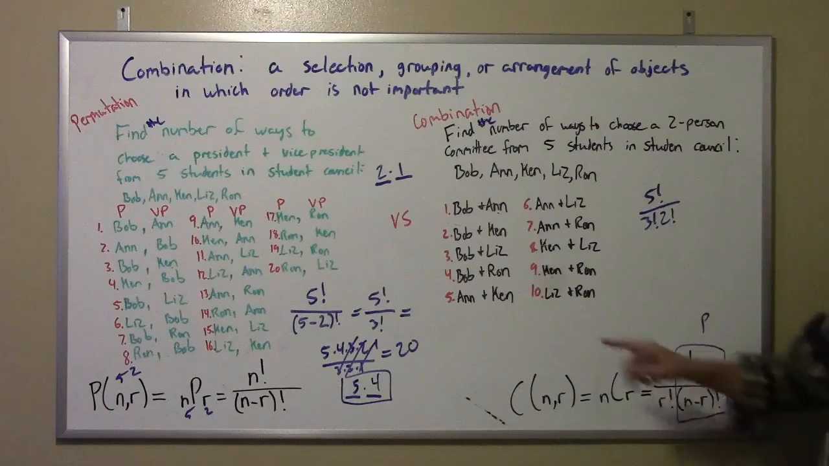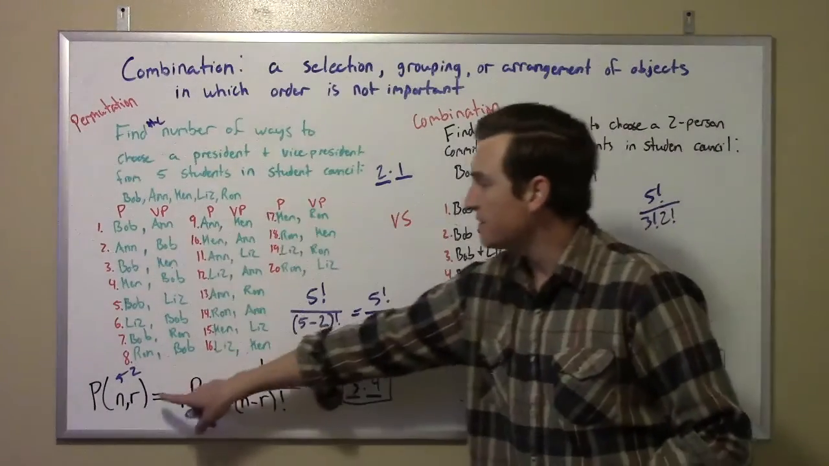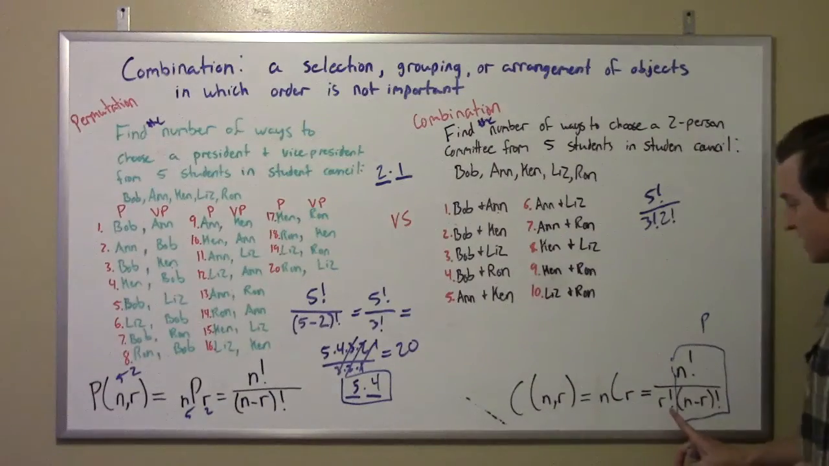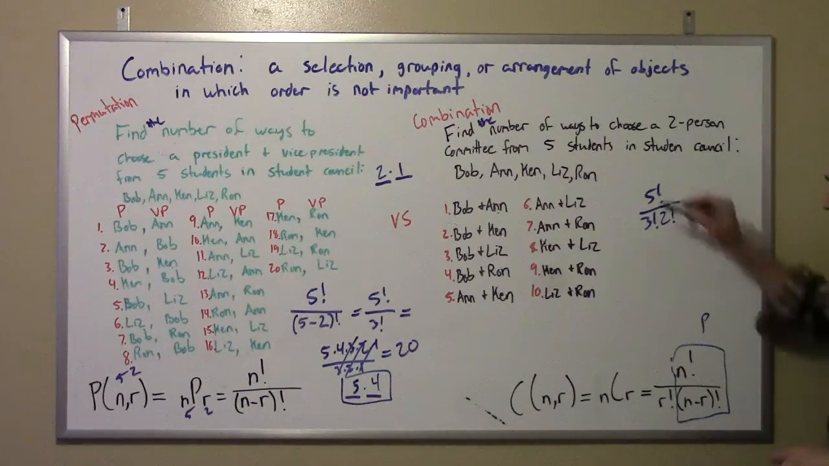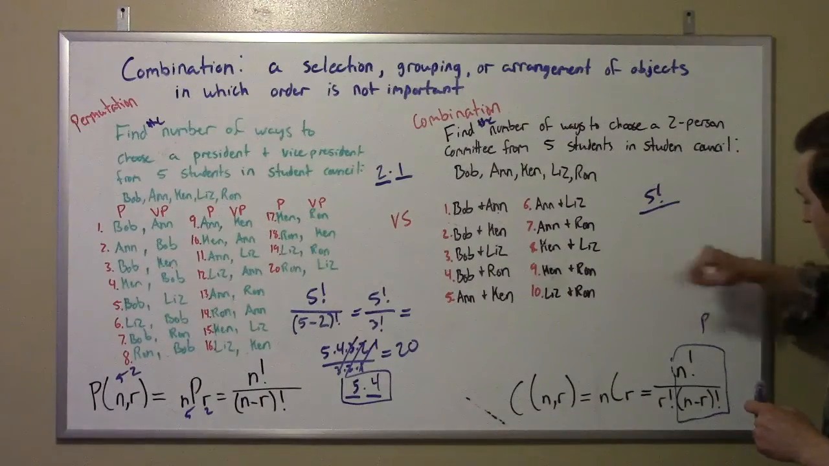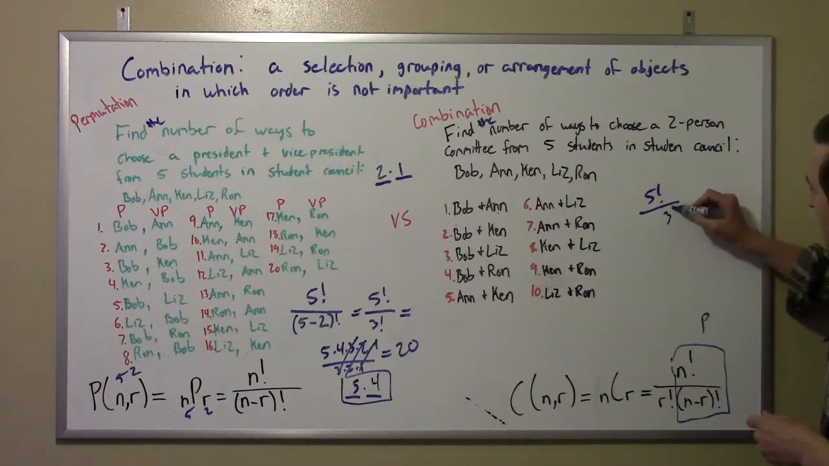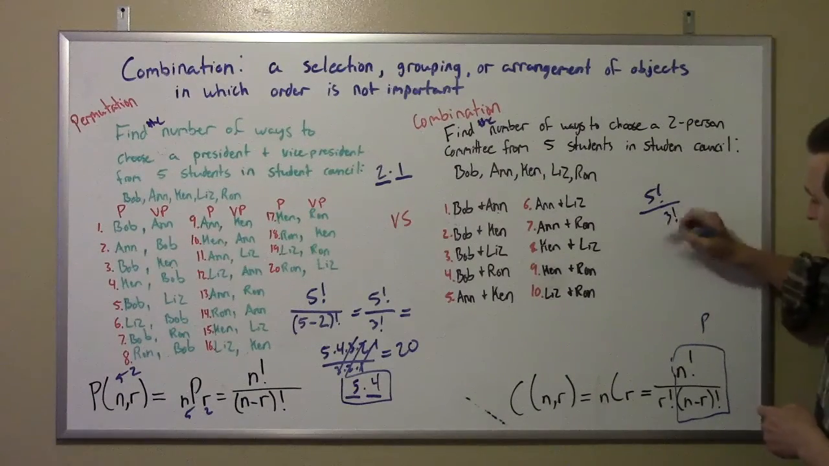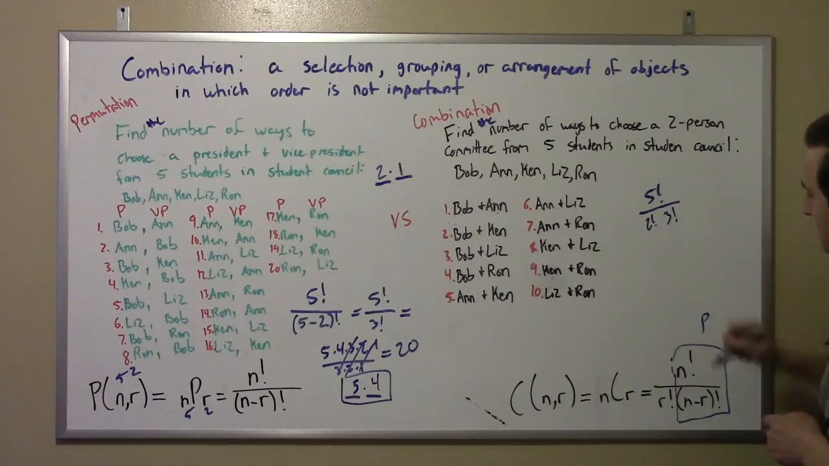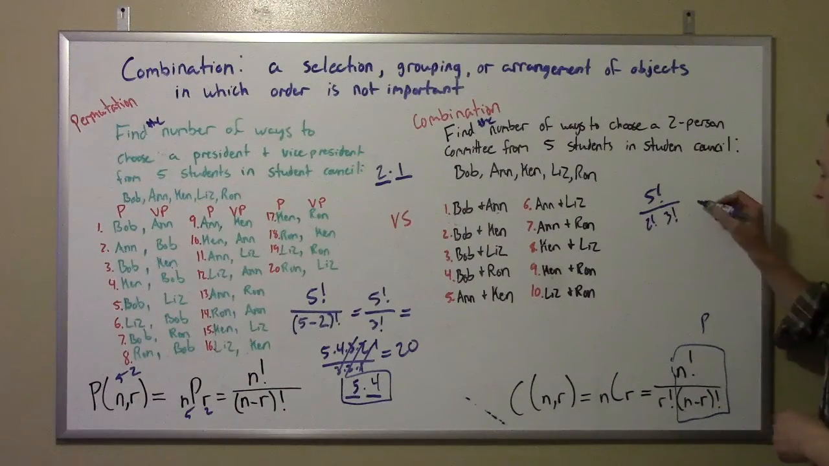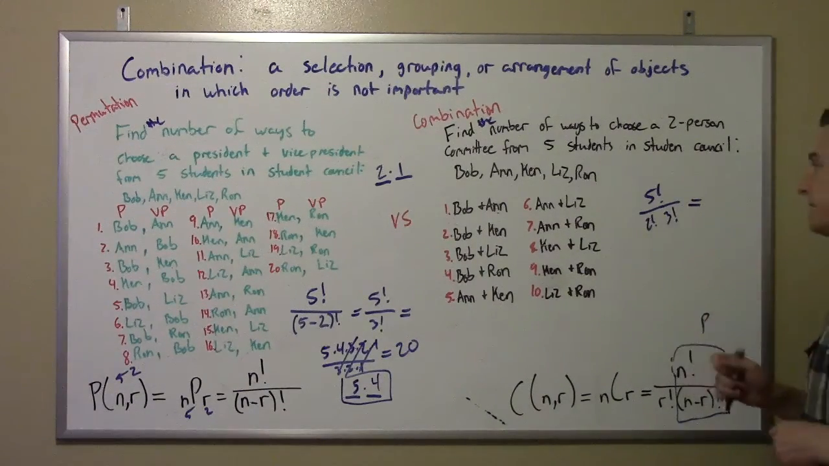You take however many things you're choosing, or however many things you're taking at a time, and you do that factorial on the bottom. This is actually a little bit out of order, so let's switch it so it makes sense. So 5 factorial over 3 factorial is the permutation part, but we also did the 2 factorial because we needed to divide out the duplicates. Let's finish this up and see what we get. We should get 10, right?